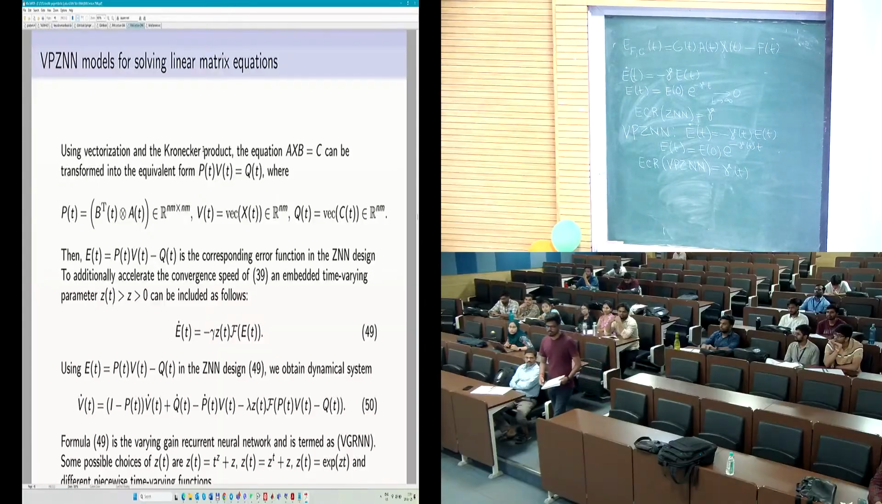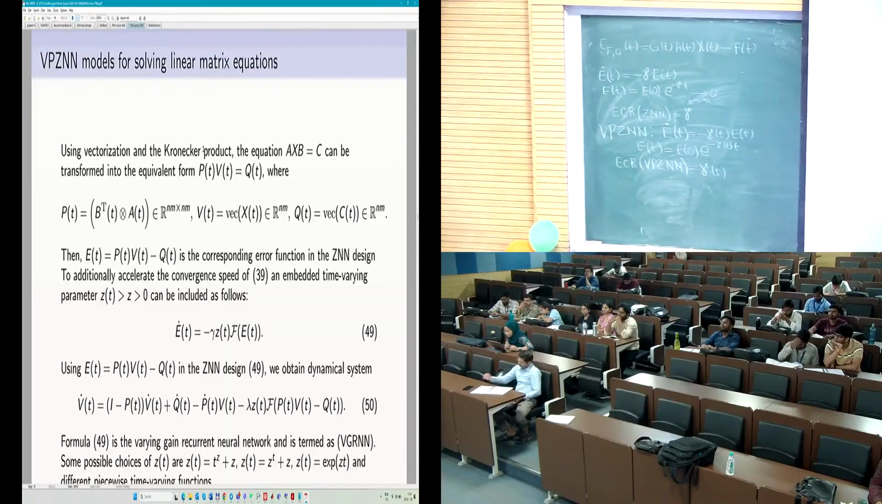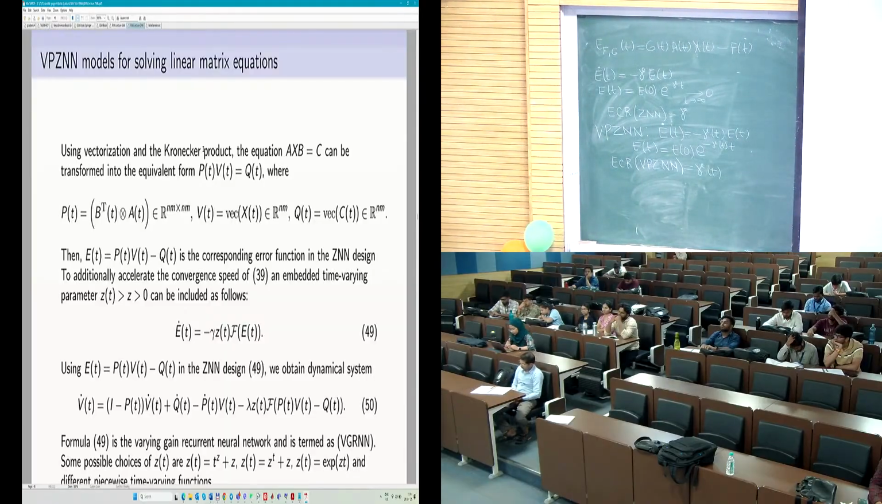Which part of table do you want? Left? This one. It is better because it includes properties of vectorization.